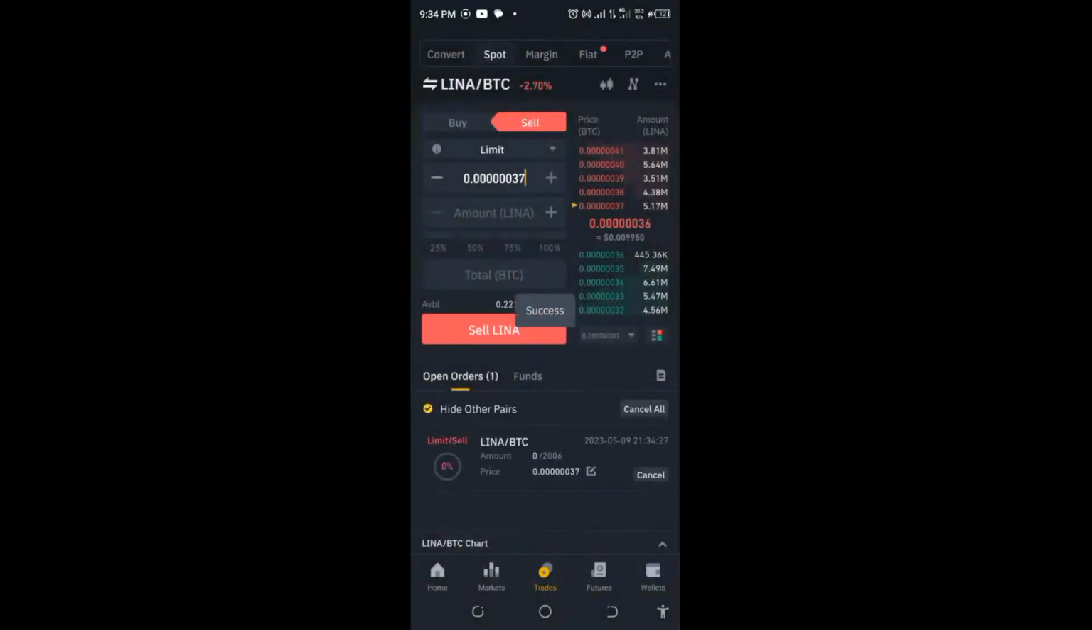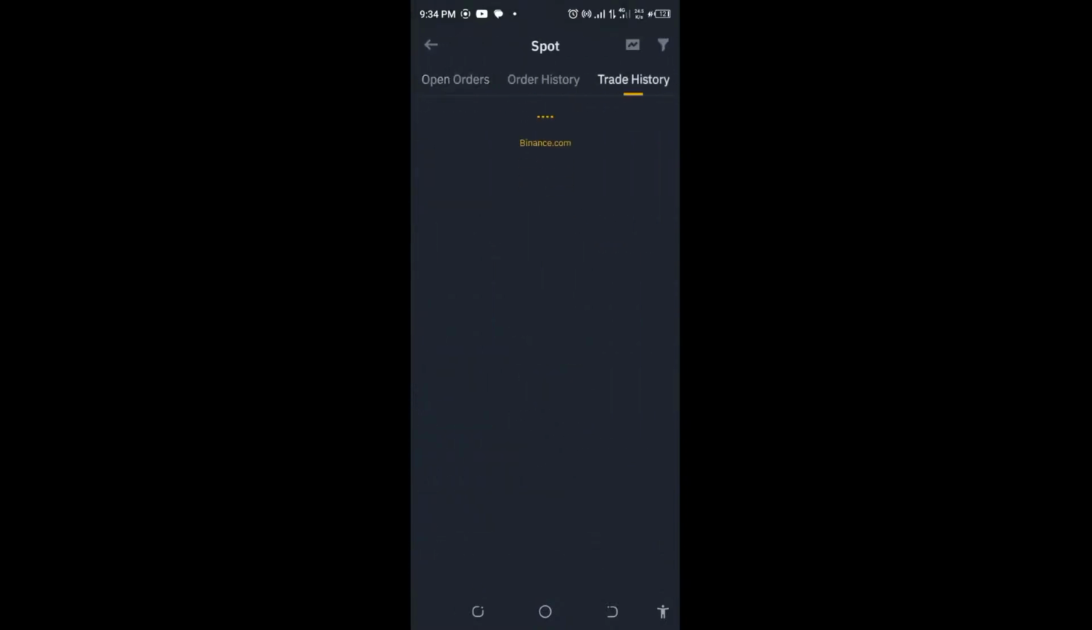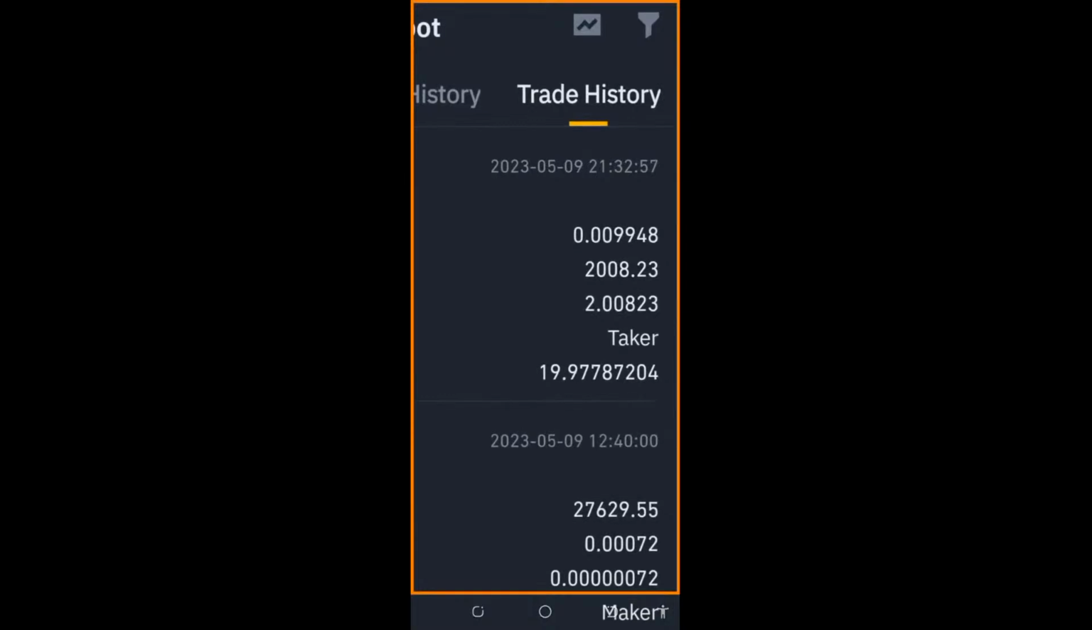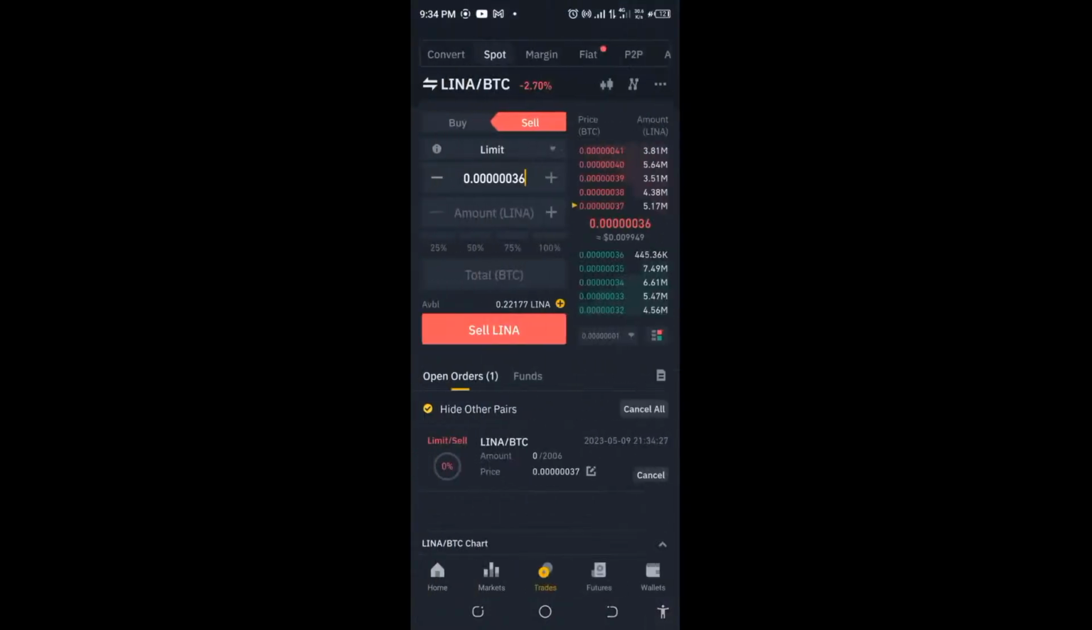Okay, so currently we're in the queue. But don't forget, we bought this. Let me go and check the trade history. We bought this for how much? We bought this for 0.009948. Okay. And we spent 19.97. That means that if I go back, I should have 3 cents.